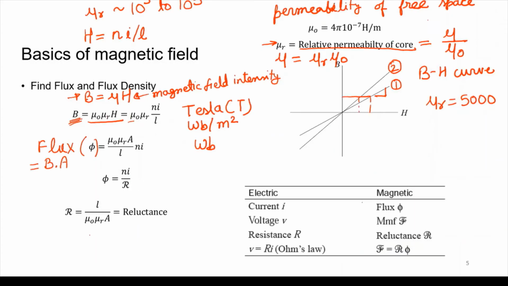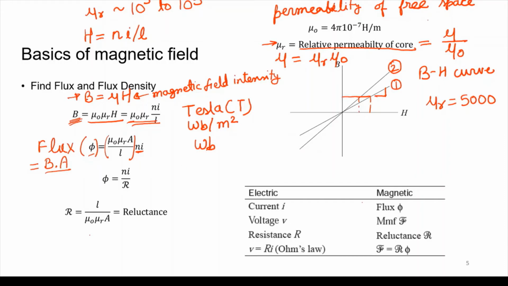Now using phi equal to BA and B equal to mu naught mu R Ni by L, we can say phi is nothing but mu naught mu R Ni by L times A, or we can combine these things and write mu naught mu R A divided by L multiplied by Ni. Why did we do so?